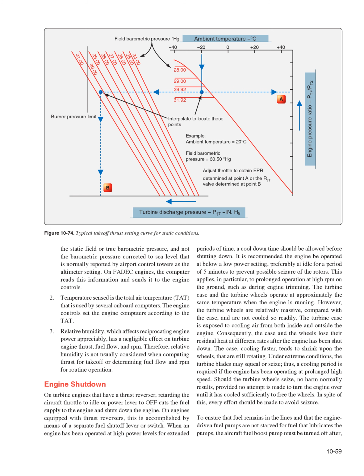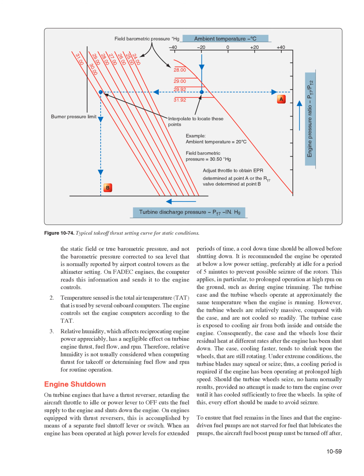Engine shutdown. On turbine engines that have a thrust reverser, retarding the aircraft throttle to idle or power lever to off cuts the fuel supply to the engine and shuts down the engine. On engines equipped with thrust reversers, this is accomplished by means of a separate fuel shutoff lever or switch. When an engine has been operated at high power levels for extended periods of time, a cool down time should be allowed before shutting down.